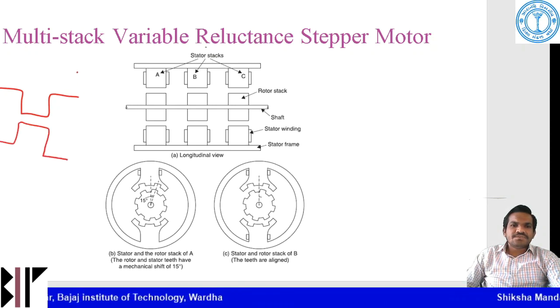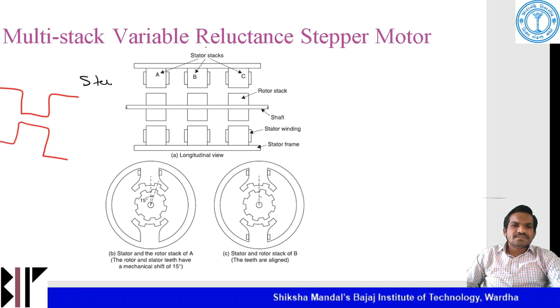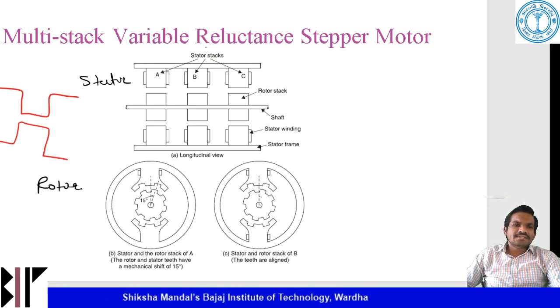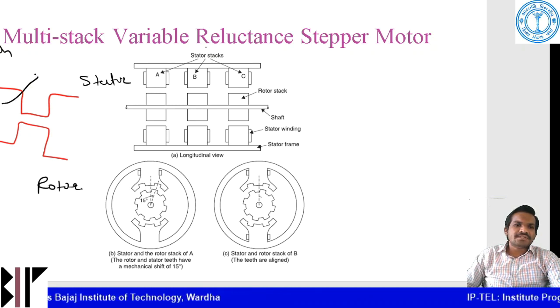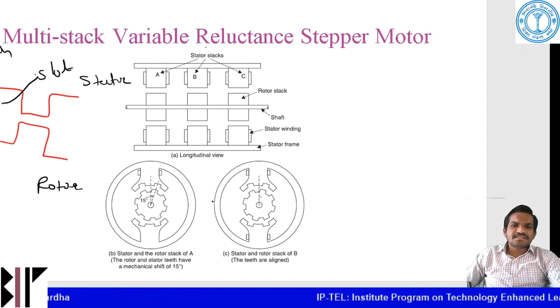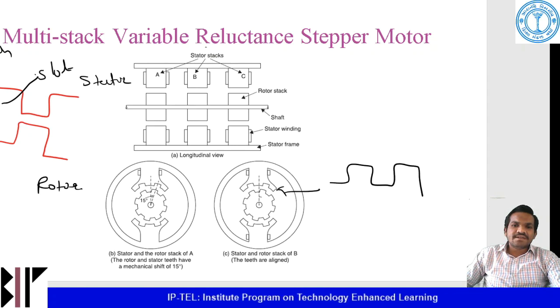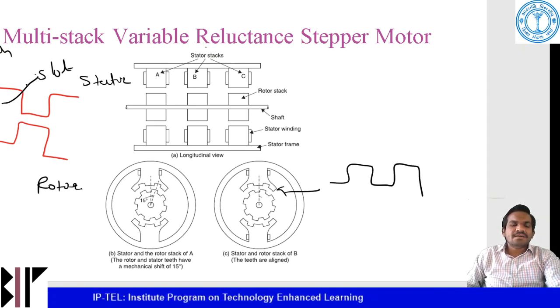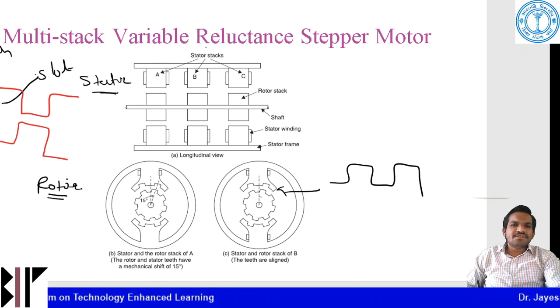So this is your stator, and this is your rotor. These are the teeth of the rotor, and this is the slot. This is the diagram I have drawn, but it has teeth and it has slots. This is particularly for the stator, and this is particularly for the rotor.